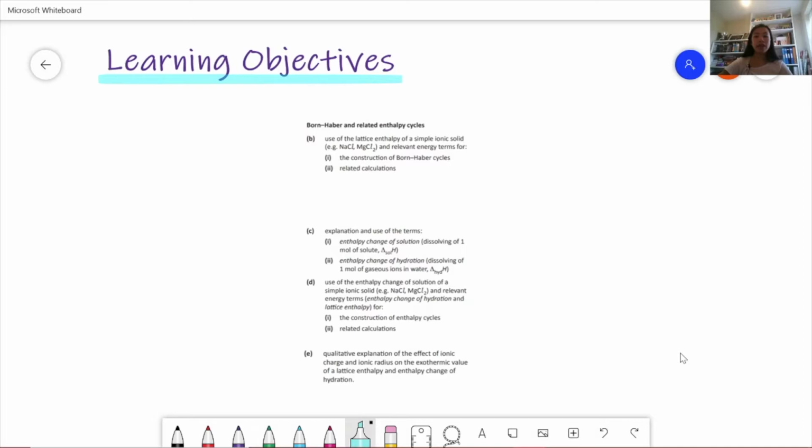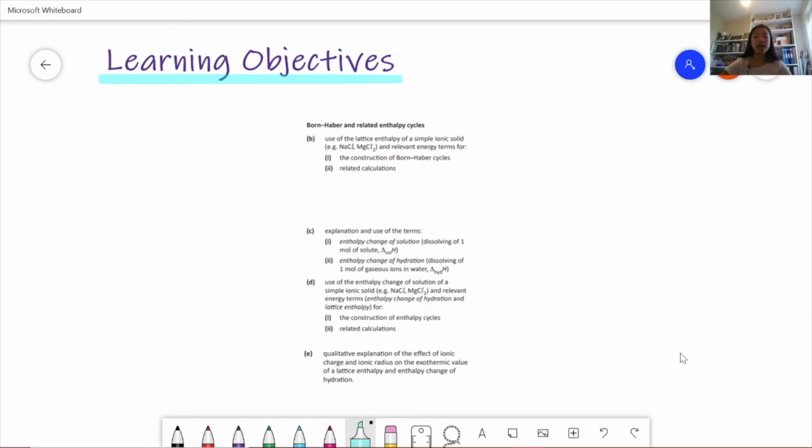Today we're going to be looking at Born-Haber and related enthalpy cycles. So the first learning objective is to use lattice enthalpy and relevant energy terms for the construction of Born-Haber cycles and related calculations. And then we're going to be able to look at explaining and using the terms enthalpy change of solution and enthalpy change of hydration.